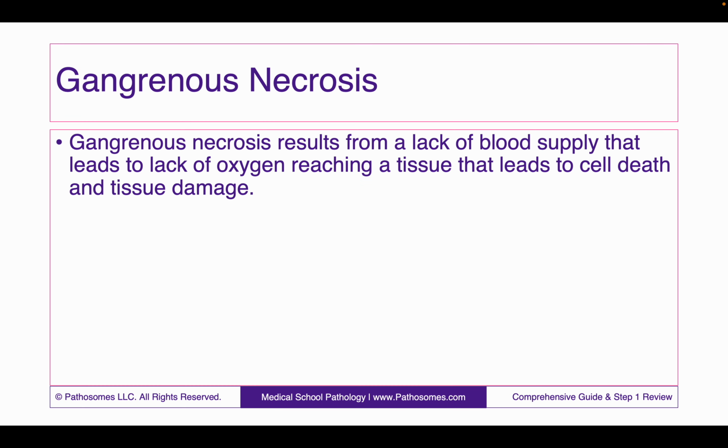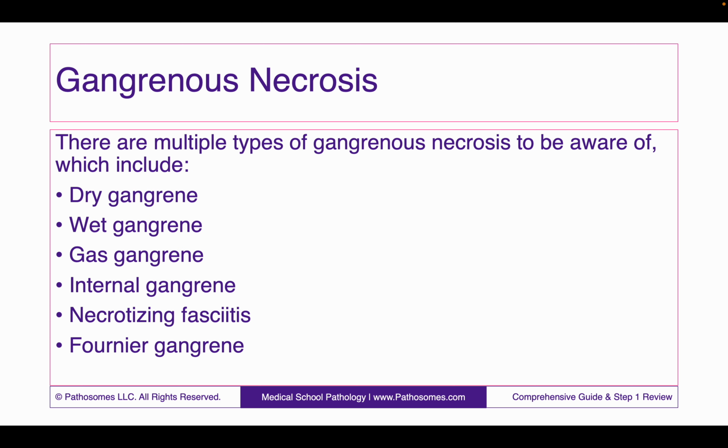What about gangrenous necrosis? Well, gangrenous necrosis results from a lack of blood supply that leads to a lack of oxygen reaching a tissue that leads to cell death and tissue damage. There are multiple types of gangrenous necrosis to be aware of, which include dry gangrene, wet gangrene, gas gangrene, internal gangrene, necrotizing fasciitis, and Fournier gangrene.